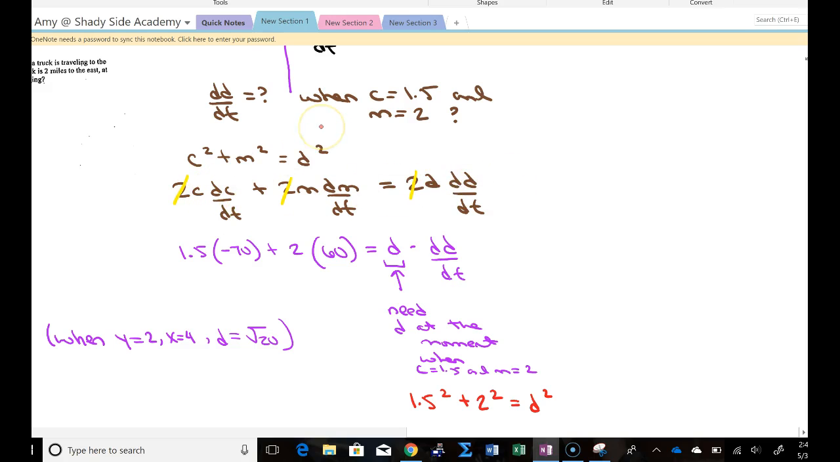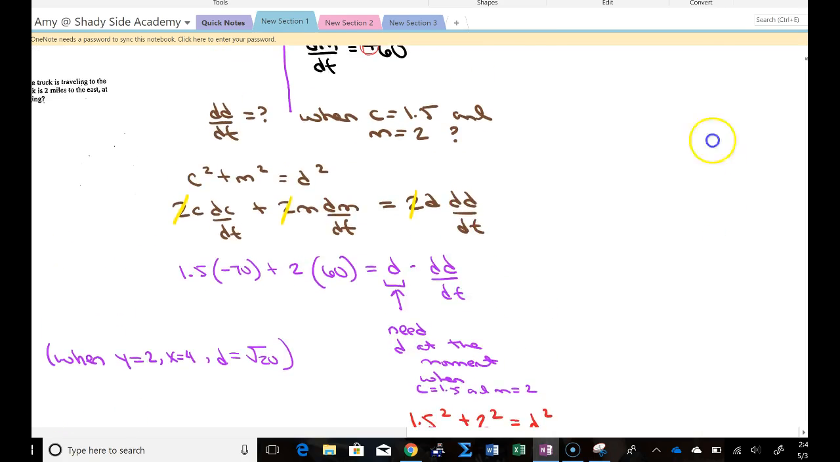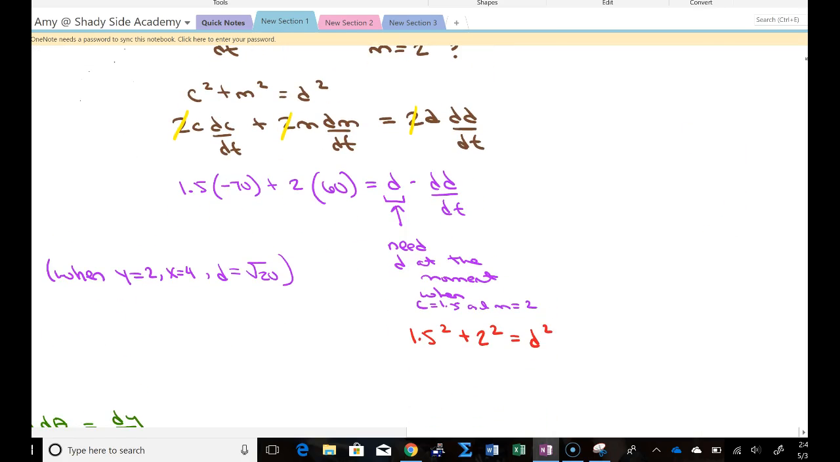Then I just started inputting. At the moment in time that we're being asked to find dd by dt, what is C equal to? What is dc by dt? What is M? What is dm by dt? I need D at the moment when C equals 1.5 and M equals 2. And I guess where I left off, I didn't finish.